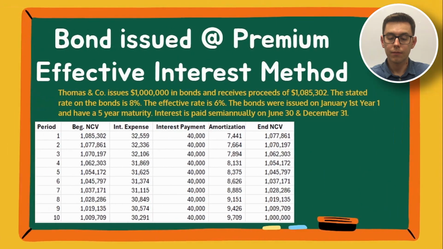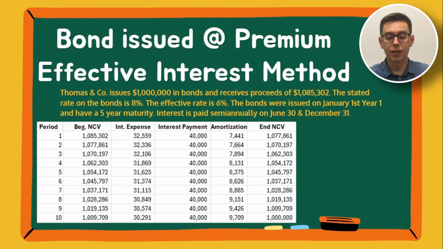We're going to take a look here at the bond amortization table. And you'll notice this is a big difference between this and the straight line method. We had the interest payment of $40,000, and that does stay the same throughout the life of the bond. But here, interest expense and amortization are constantly changing. That's because when we decrease the ending net carrying value, we take $1,085,302, and then we subtract $7,441 to get our ending net carrying value. We're slowly working our way towards $1 million, slowly decreasing the net carrying value back to the face value.